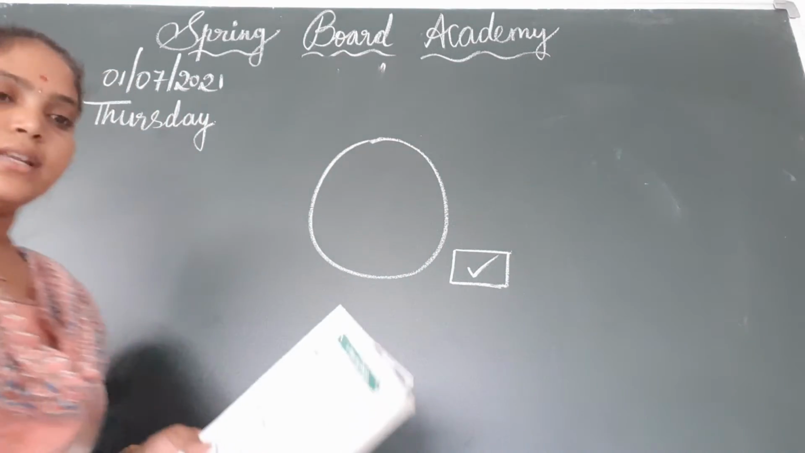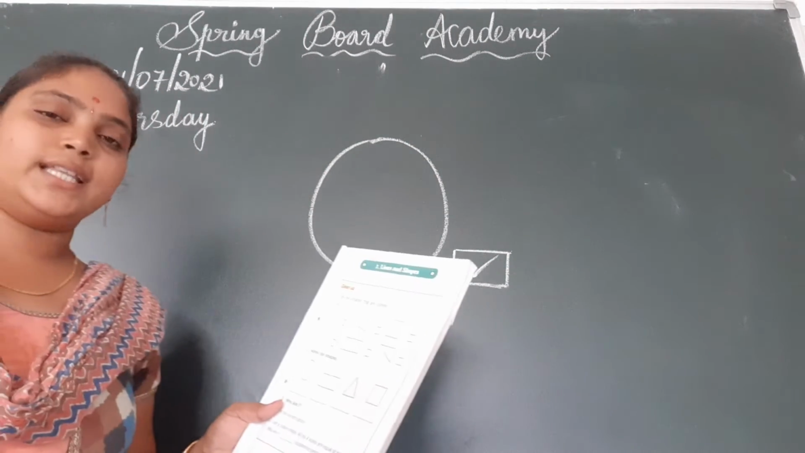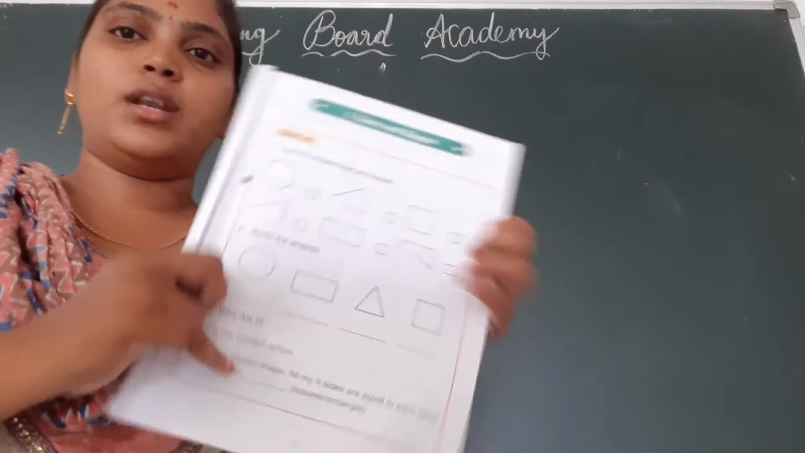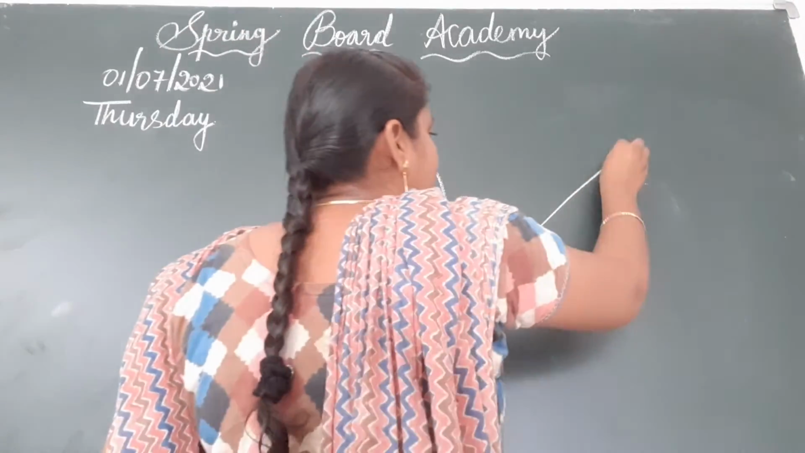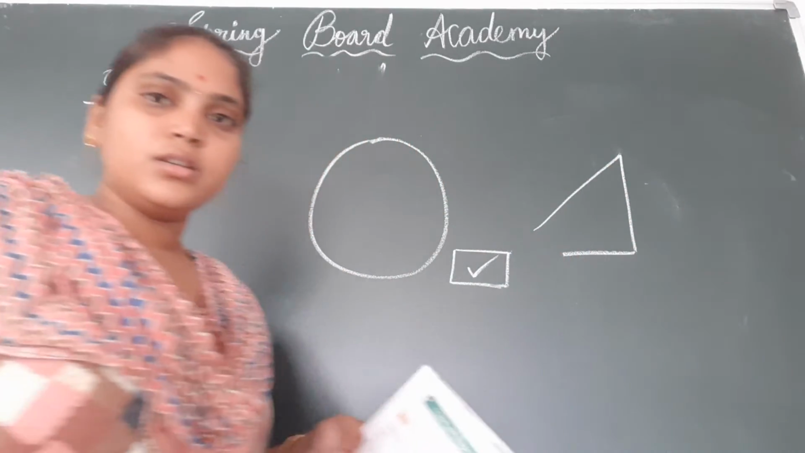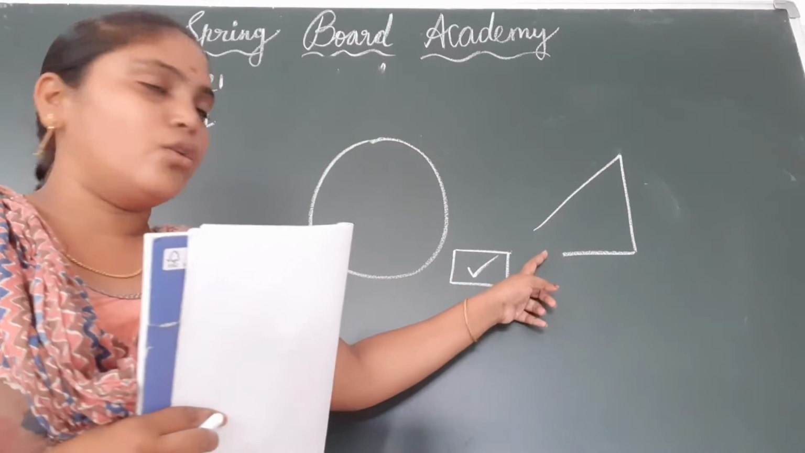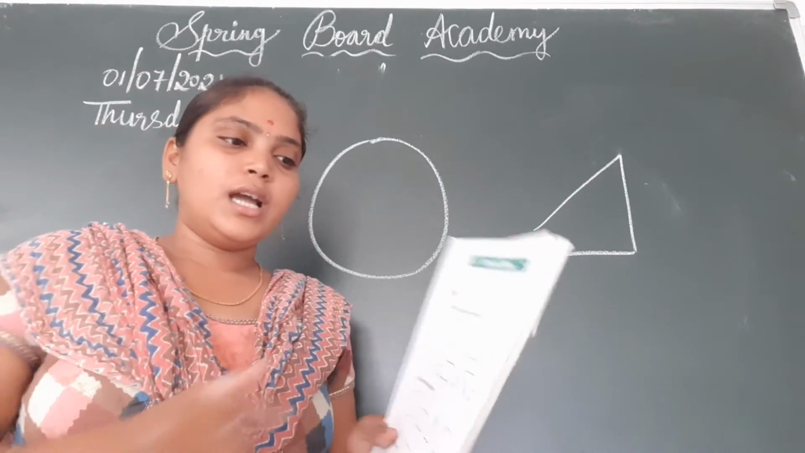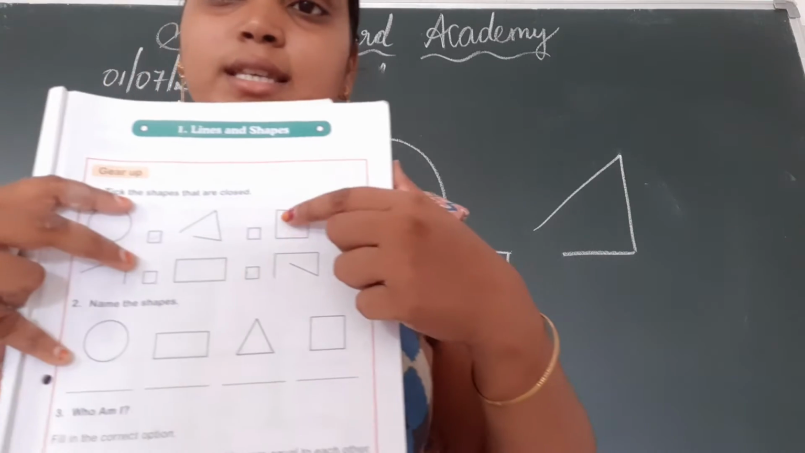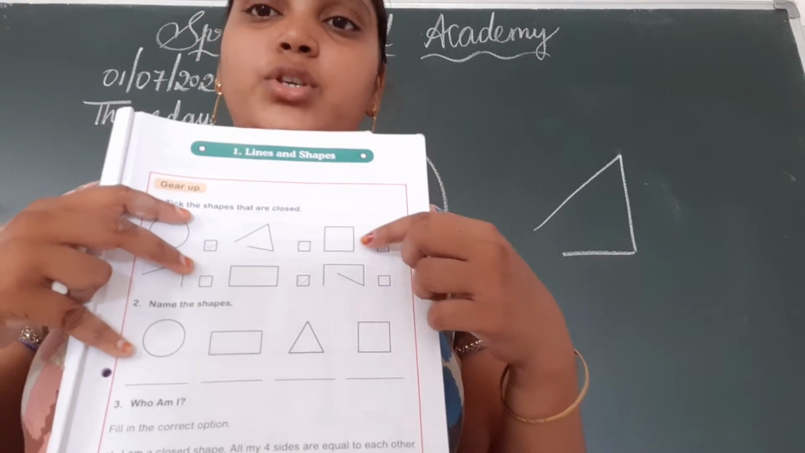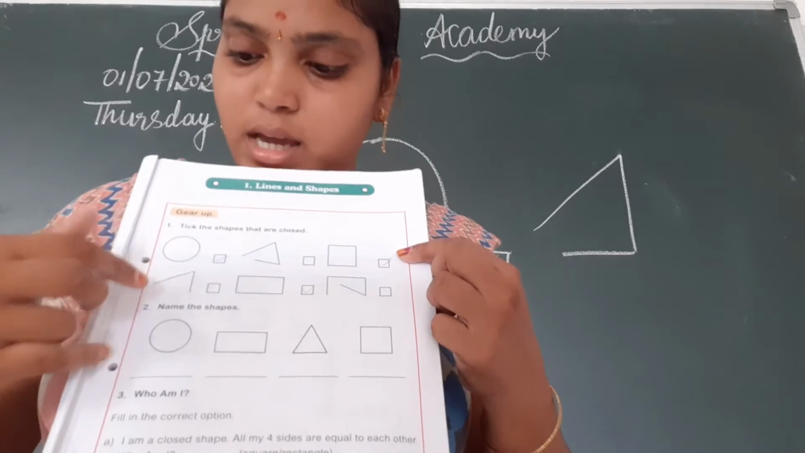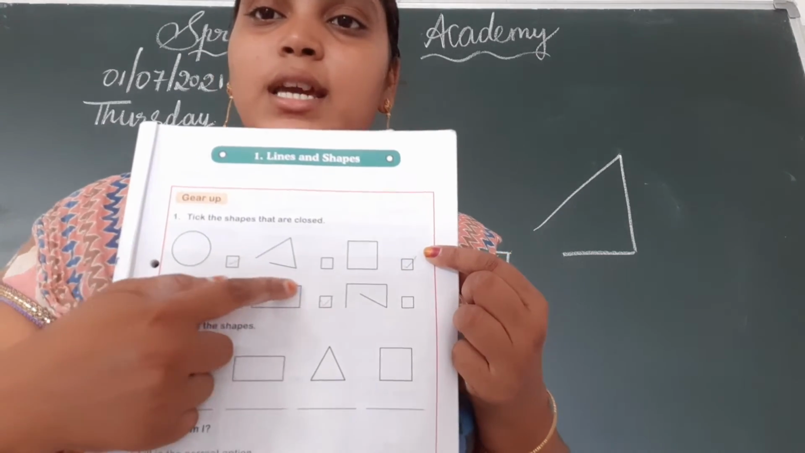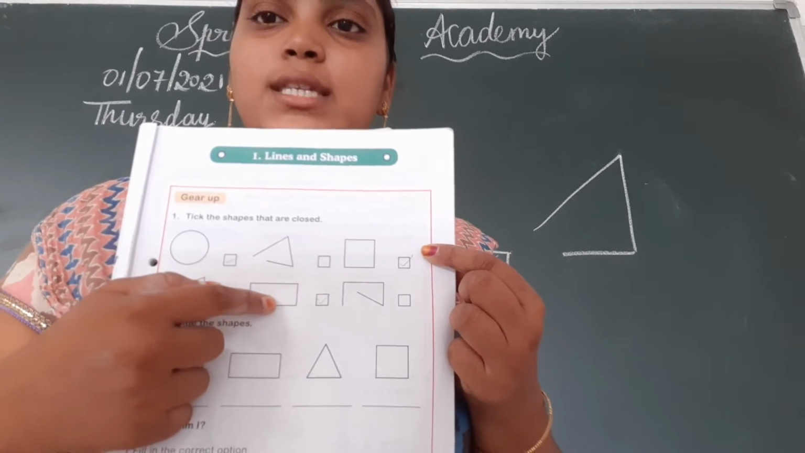So here you have to tick it. You have to tick only the closed shapes. And the second shape, children, is this shape closed? No, here it's open. So this is an open shape. So no need to cross out. And the third one, yes children, this is closed fully. So this is a closed shape. Here you have to tick it. And this is not a closed shape. And here you have to check, children, this shape is closed fully. So this is a closed shape.